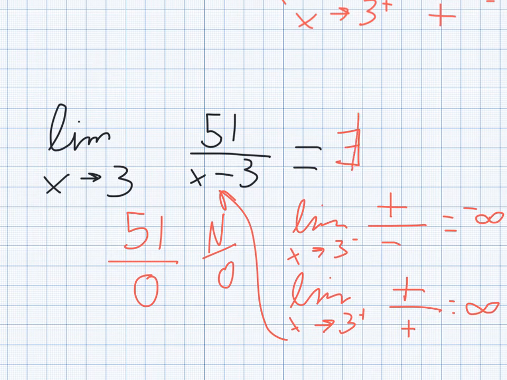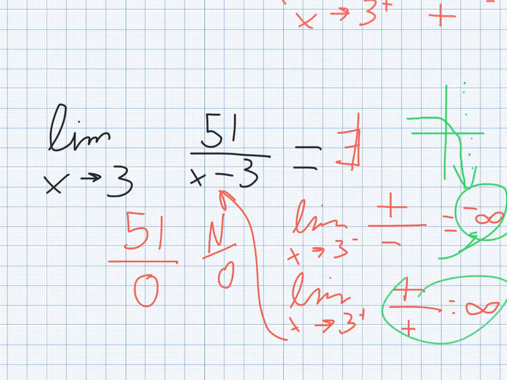Graphically, this is the left side. As we get closer and closer to 3, the left side is going to negative infinity, and the right side is going to positive infinity.